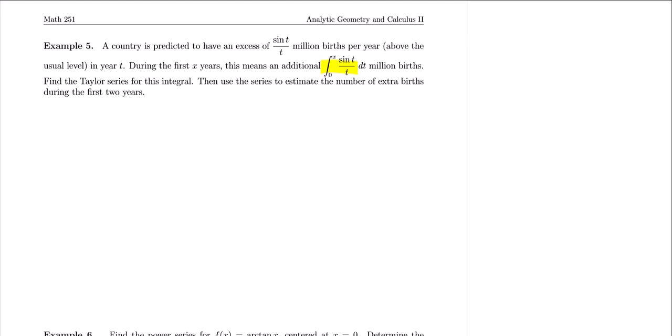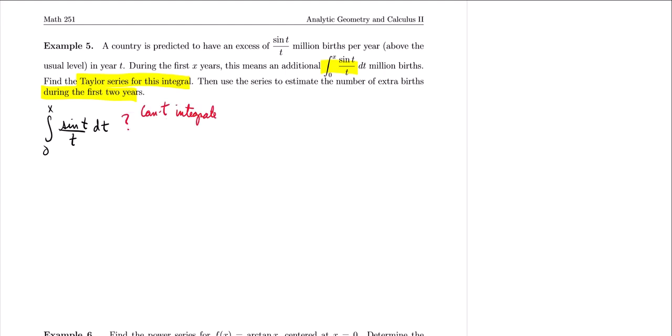Now, we want to find the Taylor series for this integral, and then use this series to estimate the number of extra births during the first 2 years. Okay, so right now, if we simply tried to figure out the integral of sine of t over t dt, we really wouldn't be able to. We cannot integrate it with the techniques that we've seen so far. In fact, this is a special integral that you really cannot find an answer for nicely.